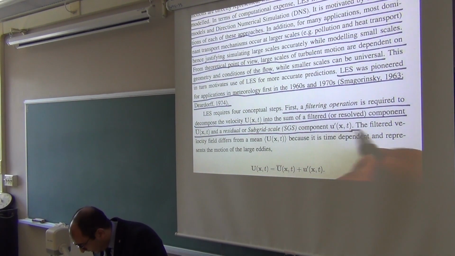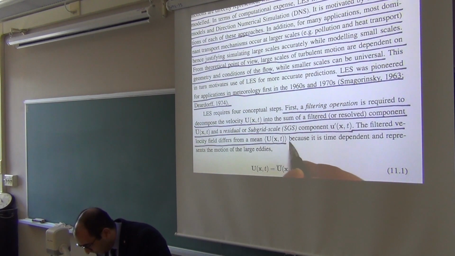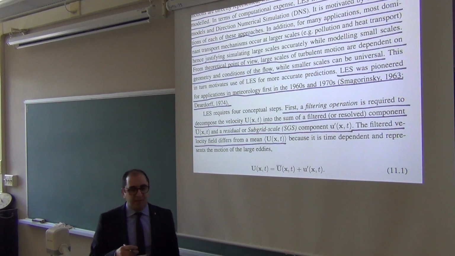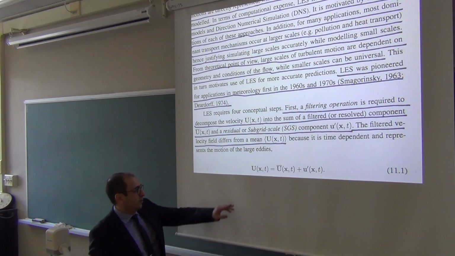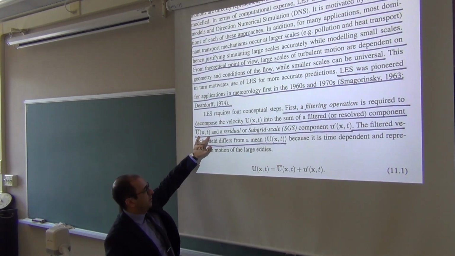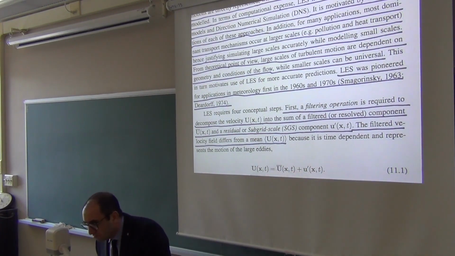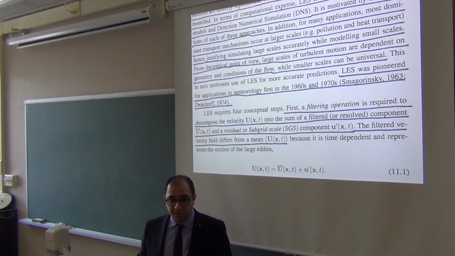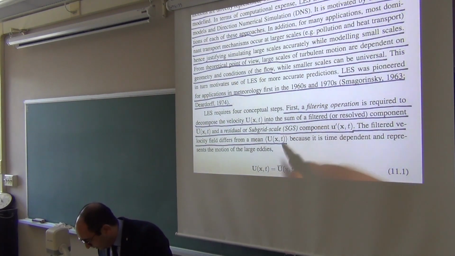The filtered velocity field then differs from the mean, because remember, mean was obtained by ensemble averaging. You repeated the experiment many times, and this will give you a mean. Here you're talking about the filtered velocity. Okay, it's not mean by any means. The filtered velocity can change. I'll demonstrate with enough details in a bit.